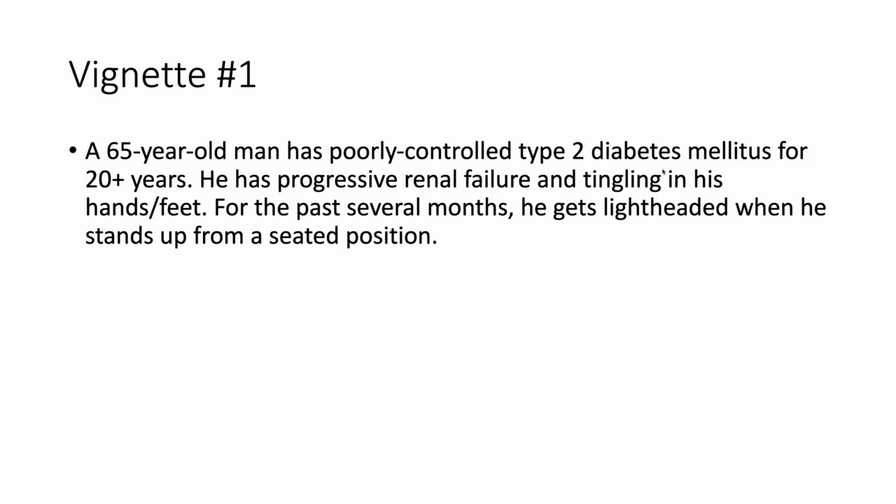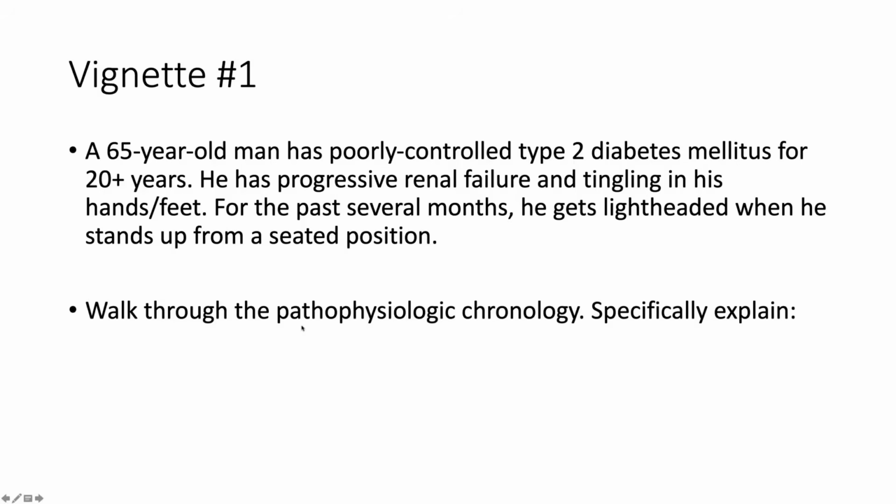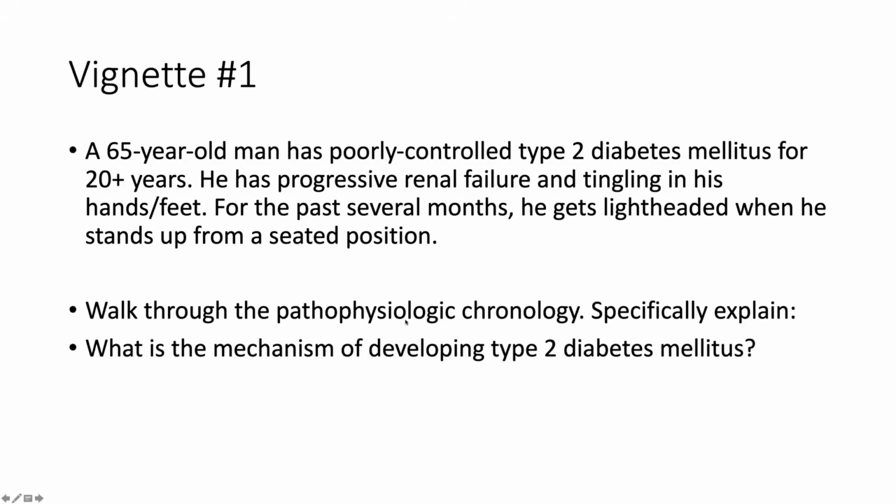Everyone read this. You don't have to read it out loud, but I want you to tell me, what's the pathophysiologic chronology? Walk through the pathophysiologic chronology, and I want you to specifically tell me, what's the mechanism for developing type 2 diabetes? And why is he orthostatic?